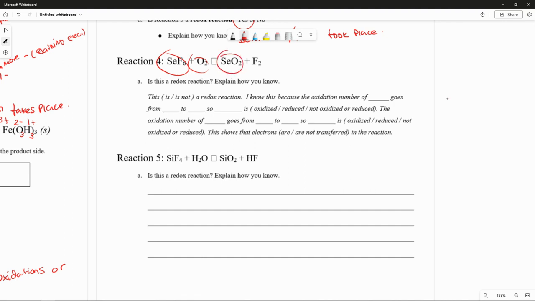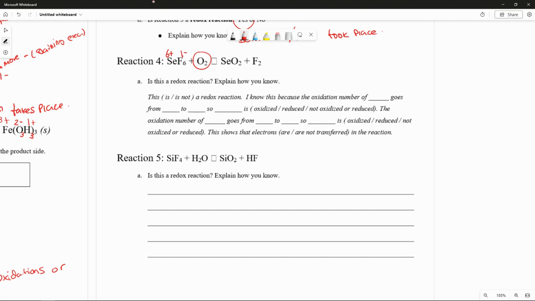SeF6, O2, SeO2, and F2. Based on this, we can quickly calculate, since we know F is one of our rules. That is a 1 minus. 1 minus times 6 becomes negative 6. And in order for this whole thing to have a charge of 0, the Se has to be a 6 plus. Since we have 6 fluorines, and each fluorine has a 1 minus oxidation number, and this whole thing has to be a 0 charge, we know that the Se is a 6 plus.